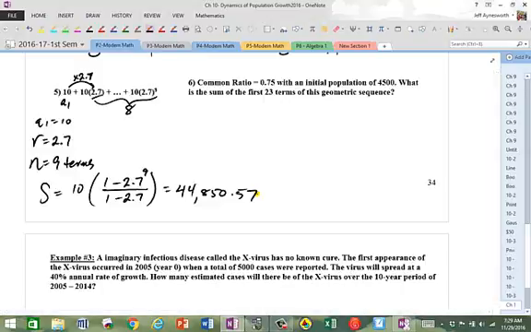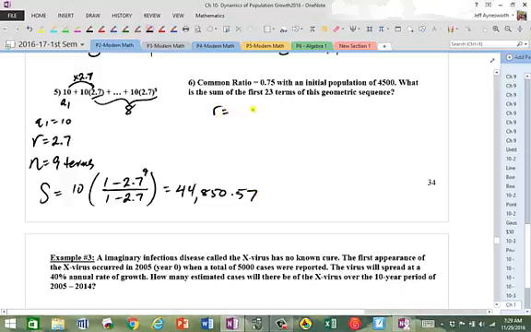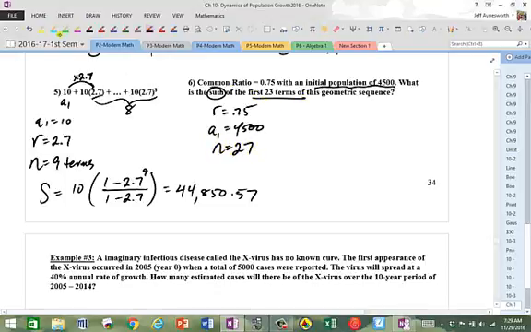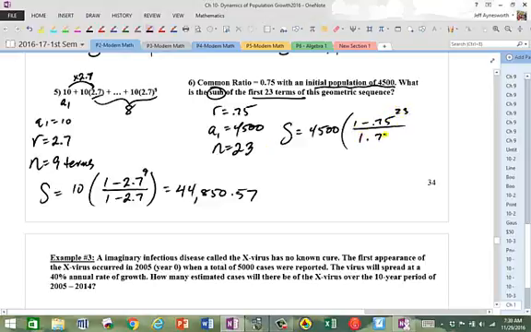All right, last one here on this side here. So the common ratio R is 0.75. Initial population is 4,500, so A1 is 4,500. Find the sum of the first 23 terms. So n equals 23. Got to write it down correctly. Okay, and now we go for it. So the sum equals 4,500 times 1 minus 0.75 to the 23rd power divided by 1 minus 0.75.